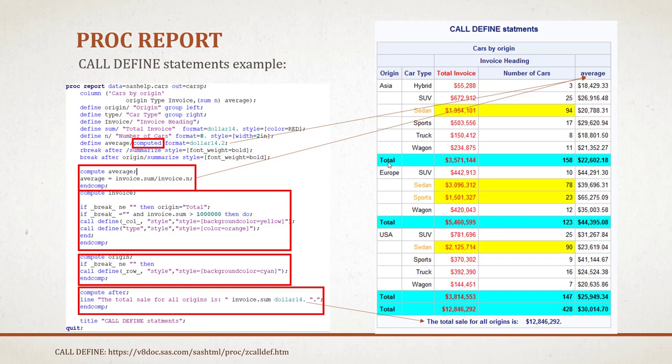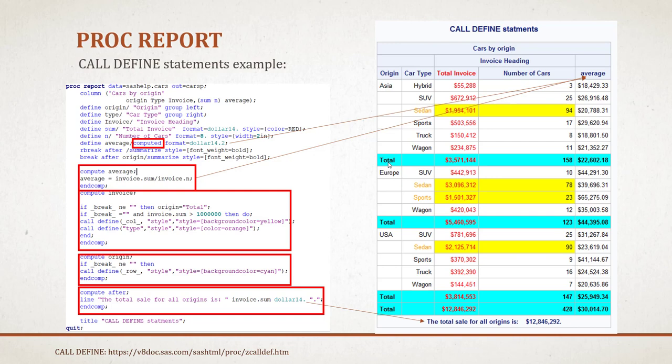Let's look at the second compute block. We want to highlight the columns of invoice in yellow and change the color of car type to orange if the total invoice is larger than 1 million. Here we use two call define statements. In the first one, we use _col_ as the column ID since we are computing invoice. So _col_ indicates the column ID would be for the invoice columns, including the total invoice and number of cars. The attribute name is style, and the value of the attribute here is yellow for the background.